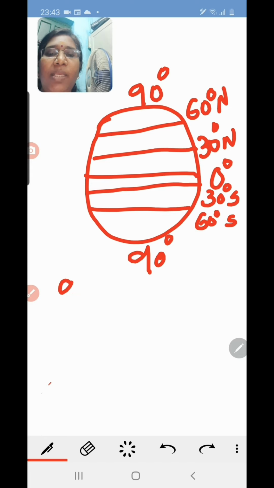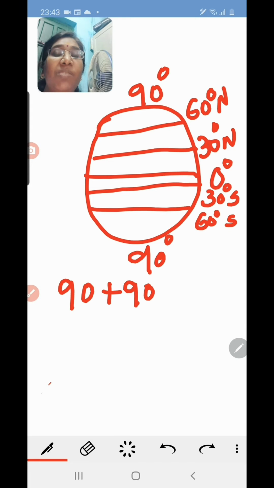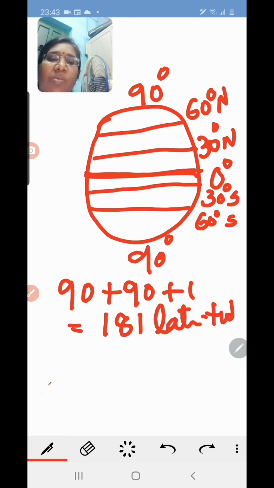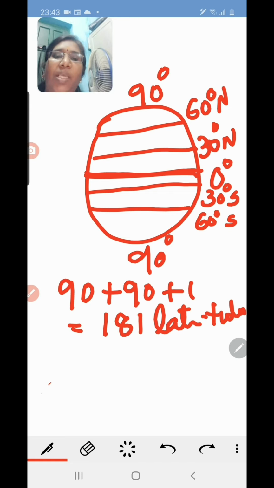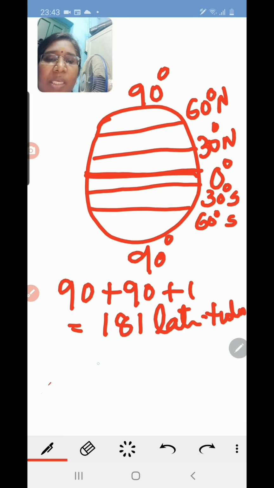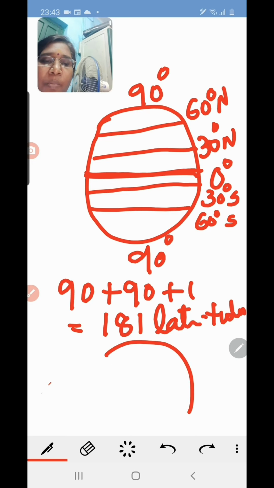So 90 plus 90 plus 1. Why 1? Because the equator is considered a separate latitude. So 90 plus 90 plus the equator, there are 181 latitudes. There are 181 parallels of latitude. These are known as parallels or latitudes, or sometimes we can also call them parallels of latitude. Now let's see all about meridians.